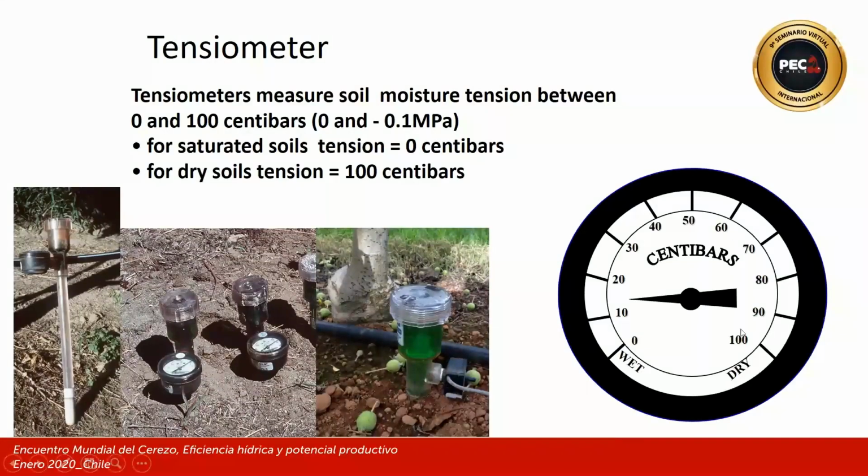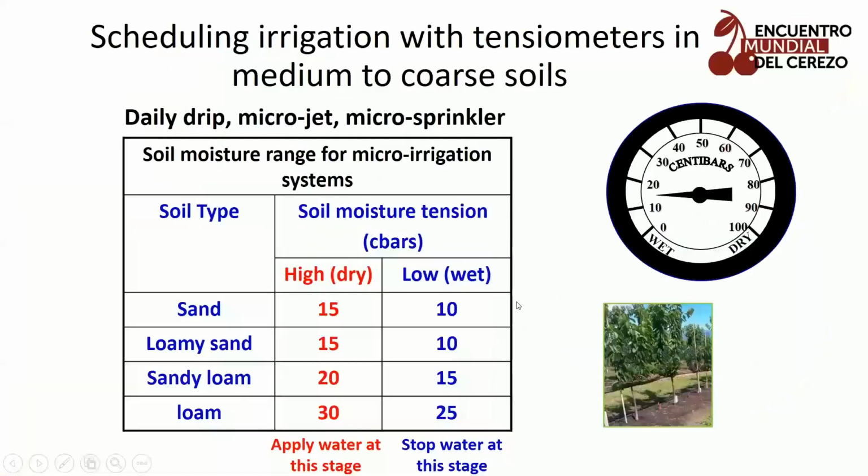Tensiometers, for those who haven't seen a manual tensiometer for a while, this is what it looks like. Frequently use centibars as the measure of soil moisture potential. Note that the values are now positive. 0 is a saturated soil and 100 is a dry soil. In this example, water applications are initiated when readings reach 15 to 30 centibars, depending on soil type, and are stopped when readings reach 10 to 25 centibars.